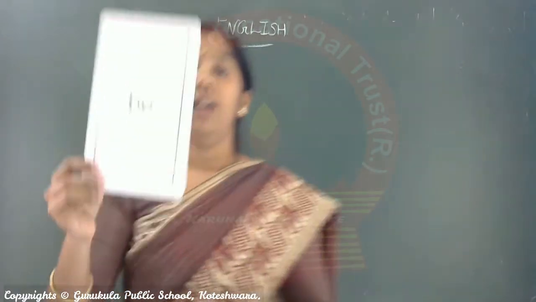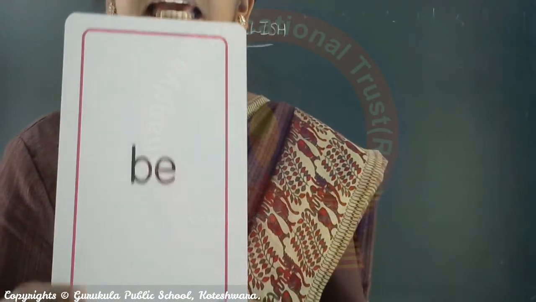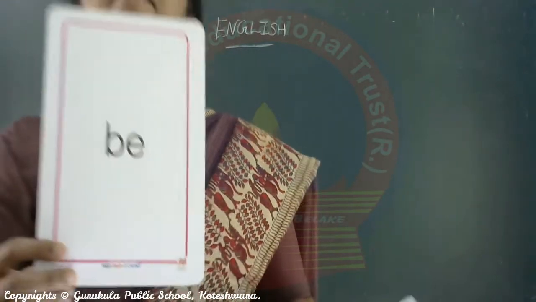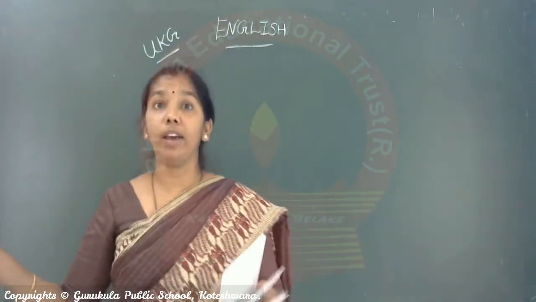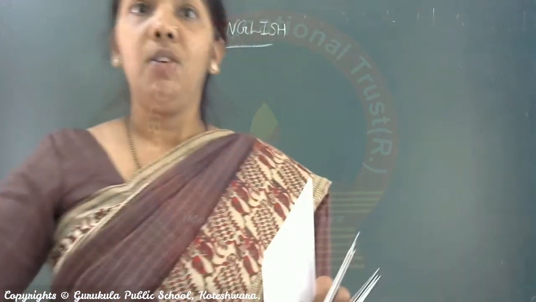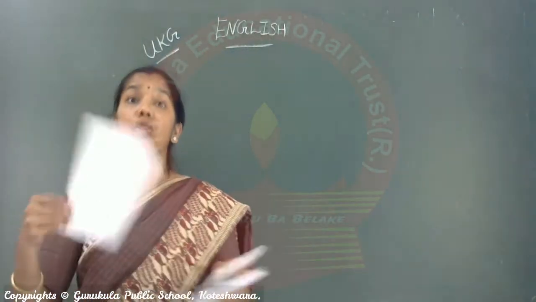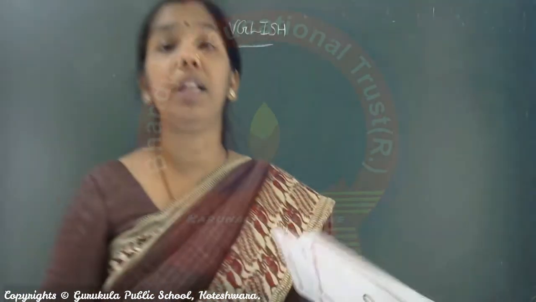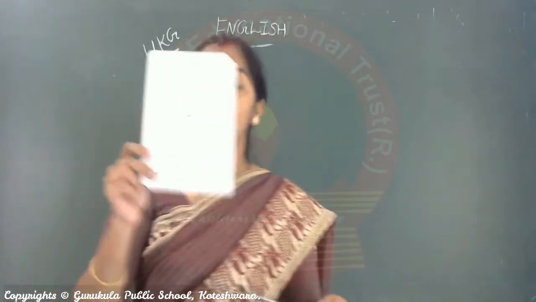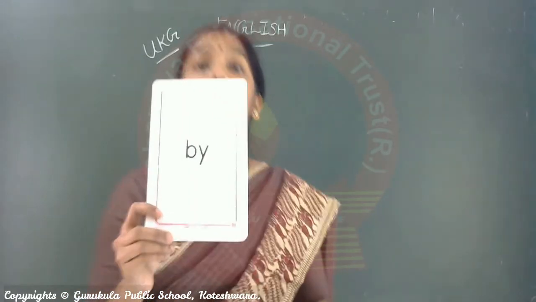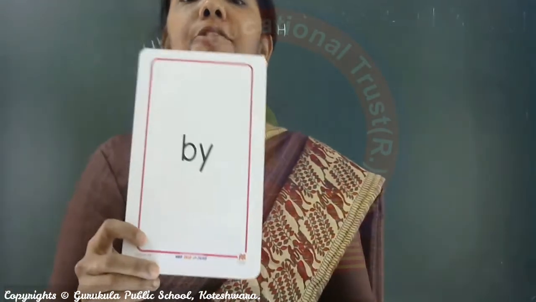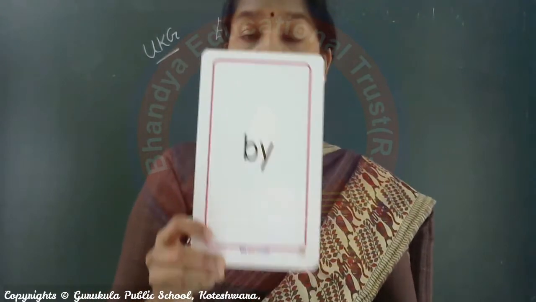Then this is B, E, be. For example, if I say one sentence like, please be here on time. Please be at 5. Like that, be. These are all prepositions which you will be learning in the higher class, in the grammar section. Be, be. Then, by, by.